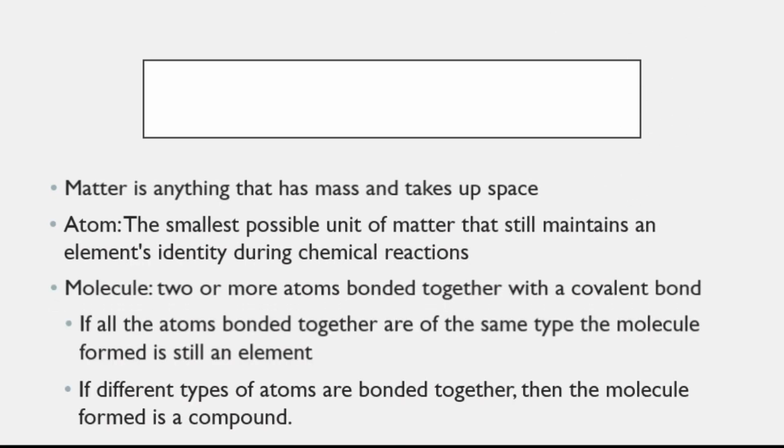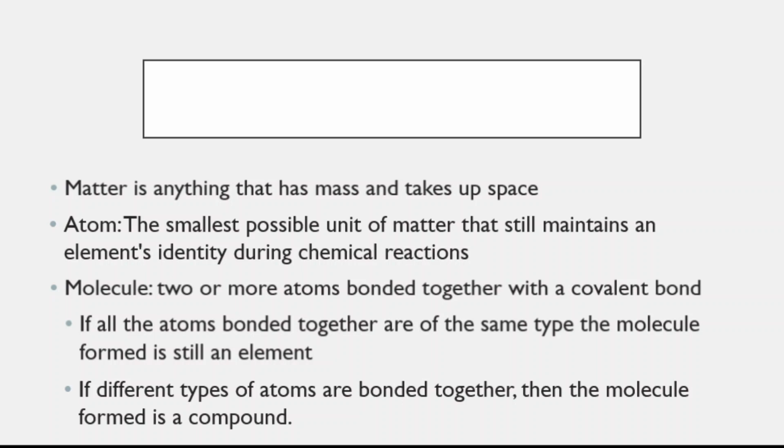If we had to define what matter is, it's anything that has mass and takes up space. So that means it has to have a measurable mass and it has to have some sort of volume, right? So things like the air that we breathe, the table that I'm sitting at, the chair that I'm sitting in, elements, the water that we drink. These things are all matter because they have mass and they take up space.